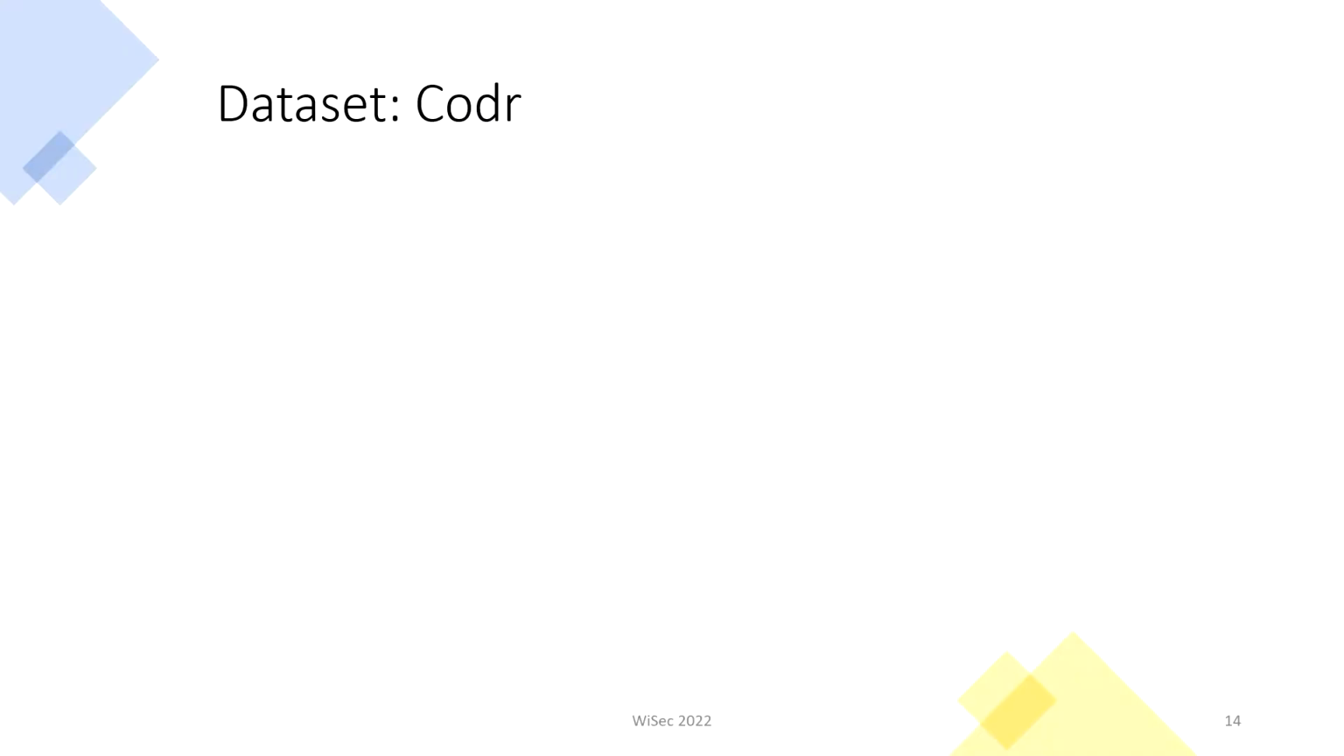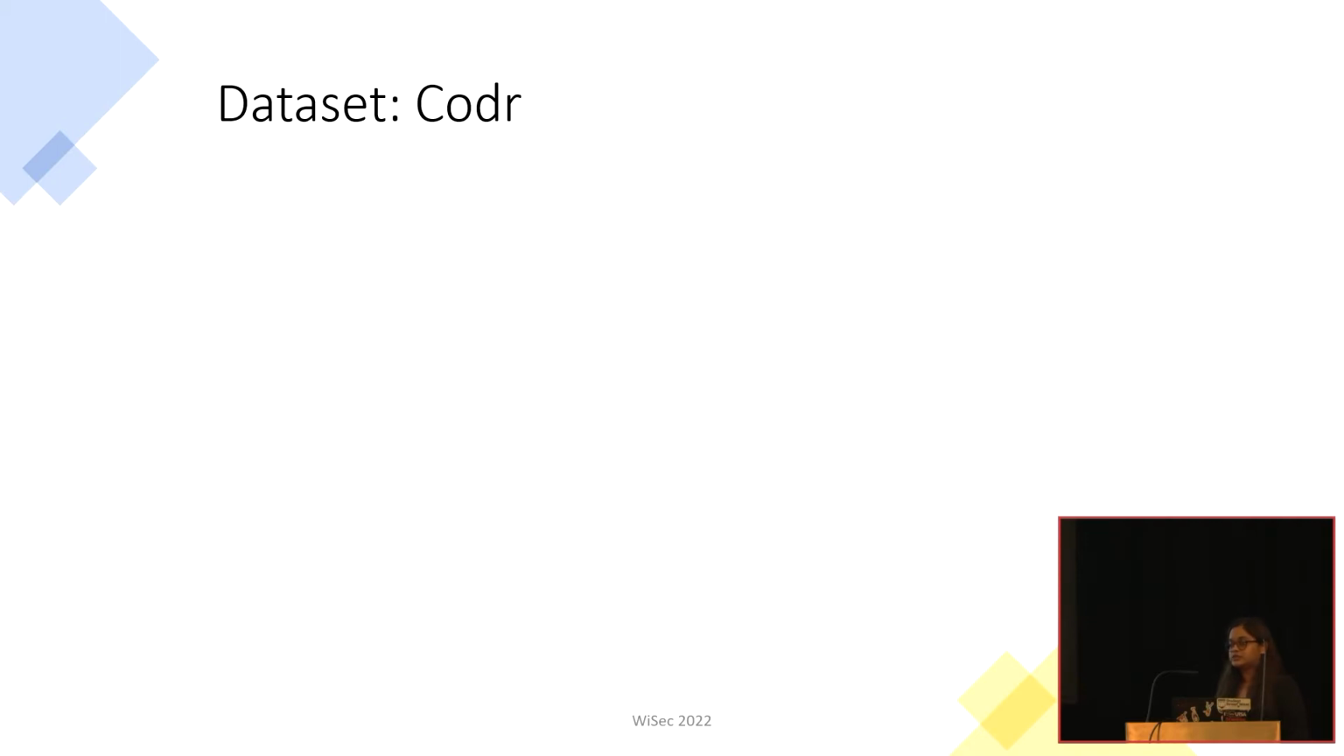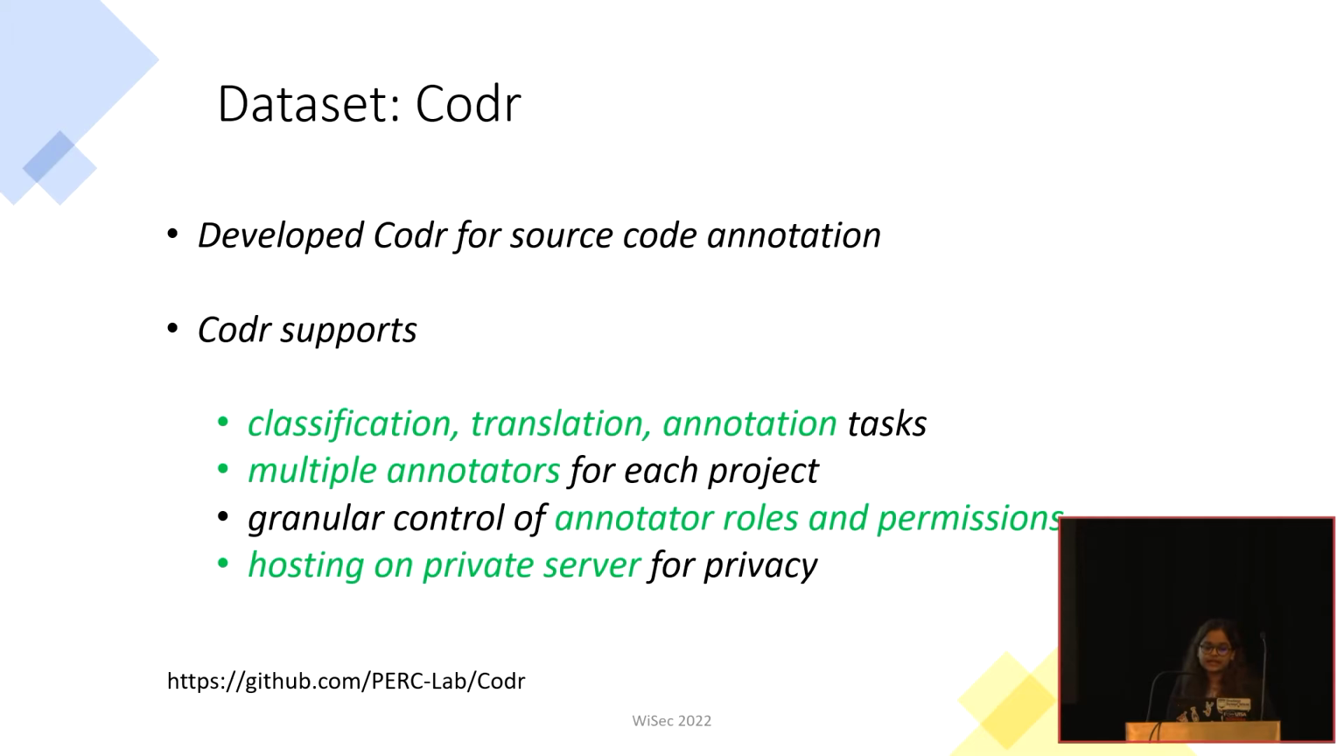As I mentioned earlier, we used our in-house annotation tool Coder. The reason we did not use any existing tool is that, to the best of our knowledge, no existing tools actually provide annotation for source code. Coder basically supports us in various ways. You can do classification, translation, and annotation tasks. Multiple annotators can work on the same project. You can also have control over the annotators' roles and define certain permissions. And you can also host the tool on a private server, which can also ensure your privacy.